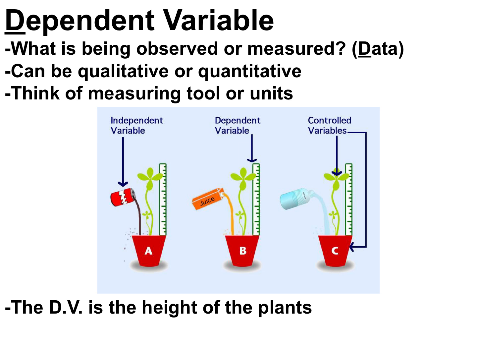When you think of the DV, it's important to be specific. In this example, the dependent variable is plant height. It's less helpful to say plant size because that can mean many things. So to be specific, think about the measuring tool and units needed. In this case, a ruler could be used to measure height, probably in centimeters.